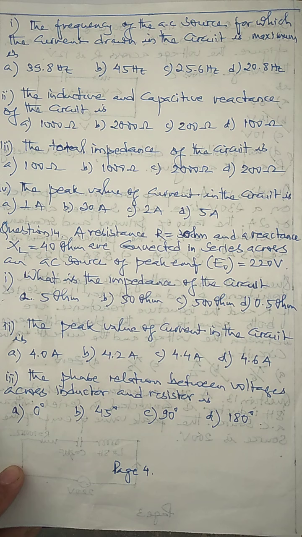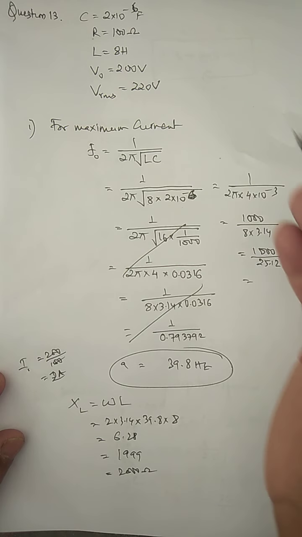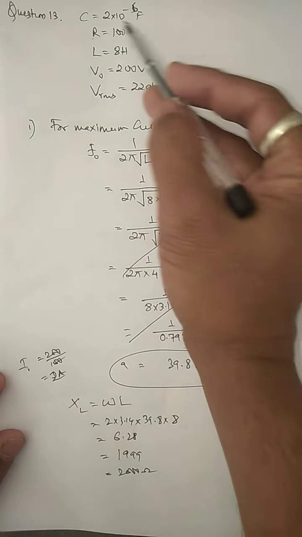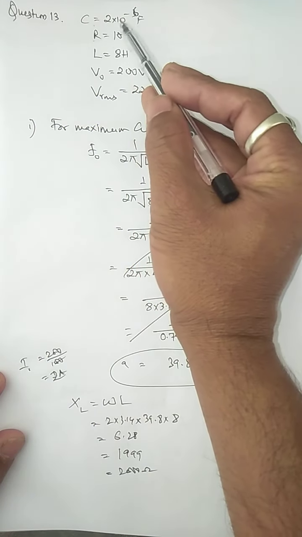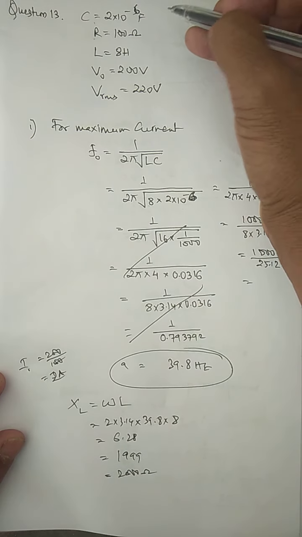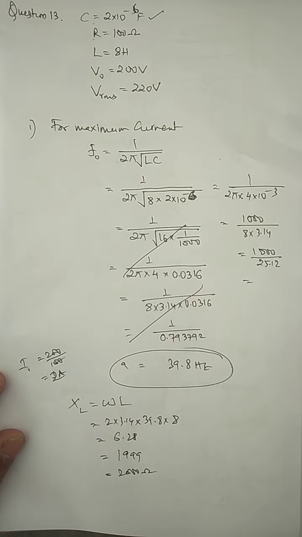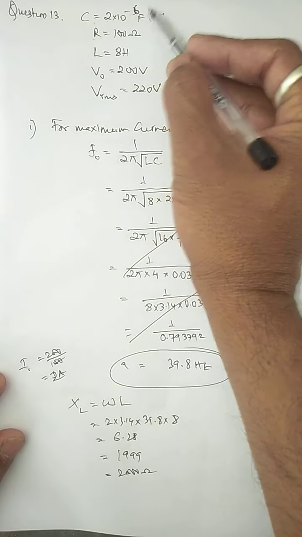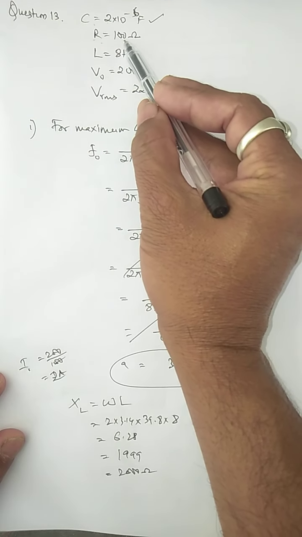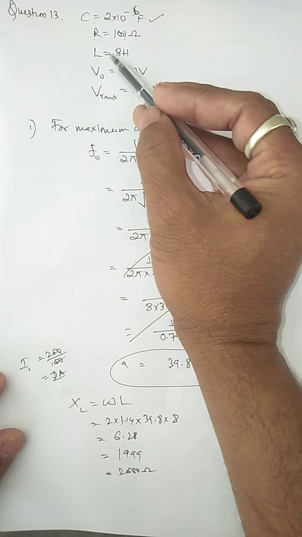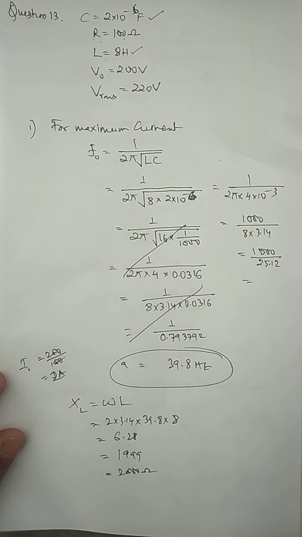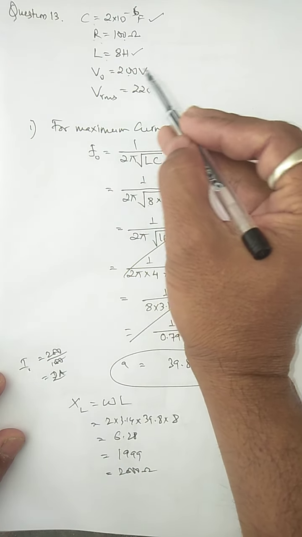Now in order to solve the first part of the question, we need to calculate the frequency of the AC source, that means f. But in the question, what is given? Capacitance is given, 2 into 10 to the minus 6 farad. I have already written it directly in farad, because it is mentioned 2 microfarad, and microfarad can be converted into farad, that is 2 into 10 to the minus 6 farad. The resistance is 100 ohm, the inductance is 8 Henry, and the peak value of voltage is also given, that is 200 volt.